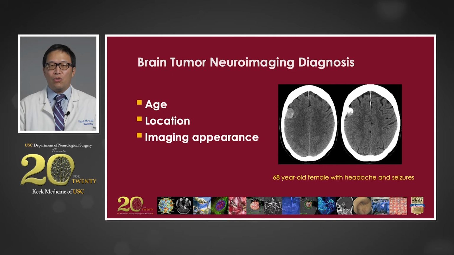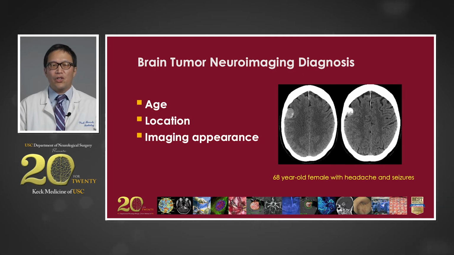Here we have two slices from a CT scan in a 68-year-old female who presented with headache and seizures. Now, CT scans are very often the first imaging modality that patients will undergo, especially in the acute setting. CT scans are easily attainable. They are available in emergency rooms 24/7. This is opposed to MRI scanners, which may not always be available around the clock. And so CT scans are a very important initial imaging step that a patient would need to undergo in order to make sure that they don't have anything emergent going on.